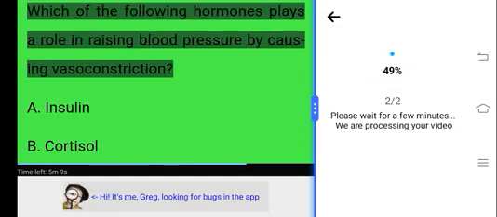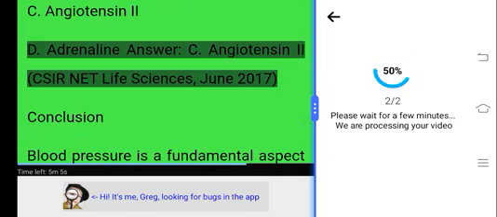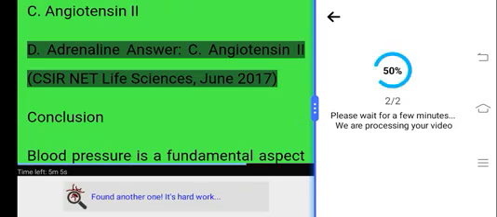Which of the following hormones plays a role in raising blood pressure by causing vasoconstriction? A. Insulin. B. Cortisol. C. Angiotensin II. D. Adrenaline. Answer. C. Angiotensin II. CSIR NET Life Sciences, June 2017.